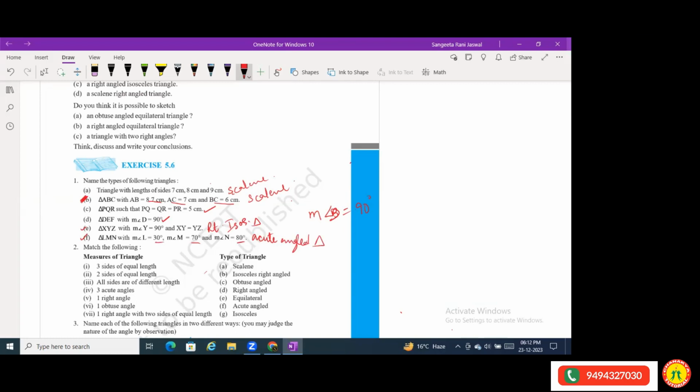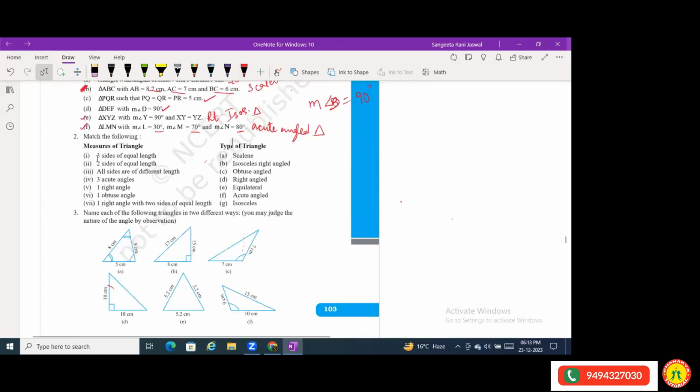Great. Now, next one is you have to match the following. Now, read these left side things also, read the right side also. Okay. I'm giving you 1 minute. Read these. Then we'll match it.